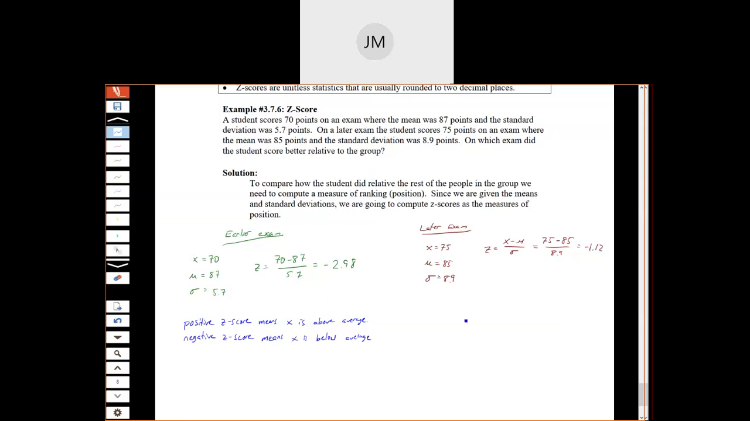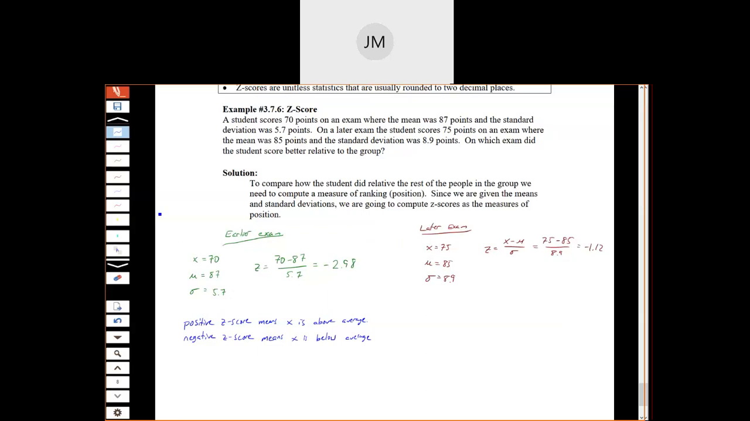So in both of these exams, we can see that this particular student is scoring below average. They would be doing better in a case where they're less below. So here, this number that's closer to 0 is closer to the average than this one.